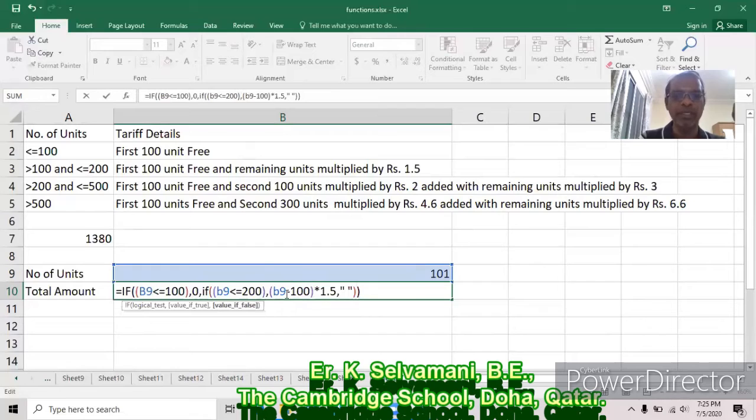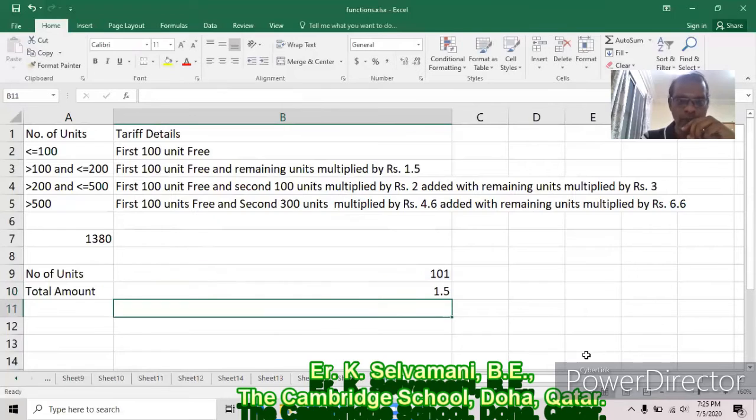So the remaining is B9. Here 101 is there. 101 minus 100, so we have to pay for only one unit. That should be multiplied by 1.5. That is explained here: the first 100 units free, and the remaining units should be multiplied by rupees 1.5. So he has to pay only 1 rupee 50 paise.